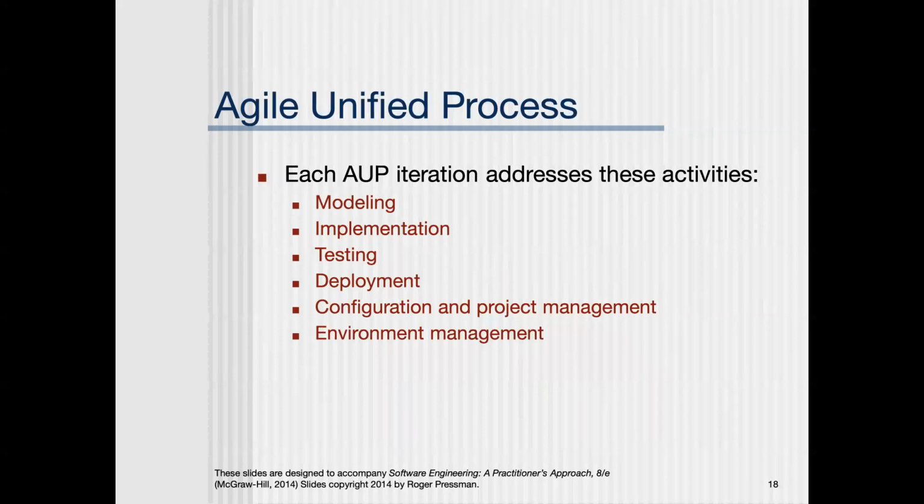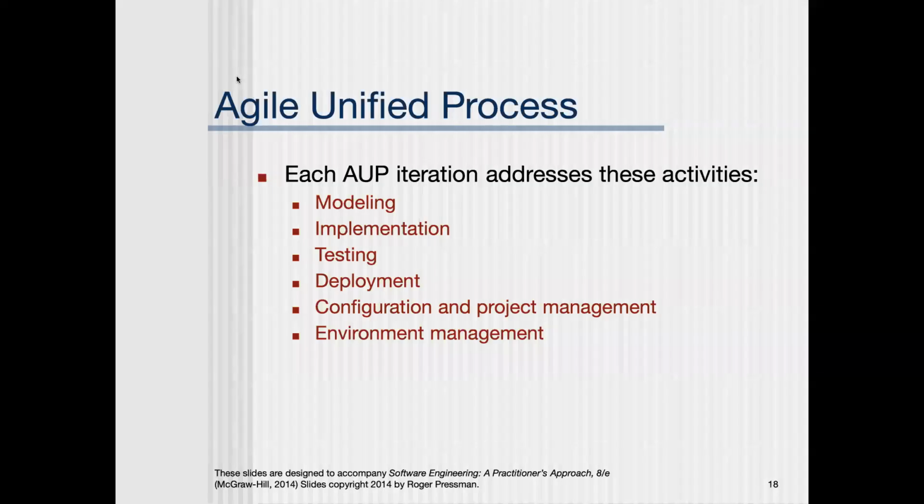The unified process is the big old school thing that we talk about, where UML comes in. But this Agile unified process is somewhat of a combination, okay? Each iteration is going to go through the modeling, implementation, testing, deployment, configuration, project management, and environmental management. So it's just more of a quicker way to do the unified process. And that gets us through what the book has to say on Agile.